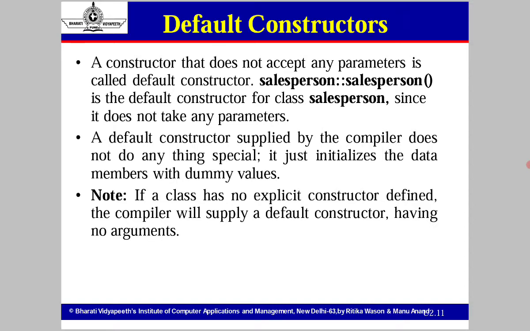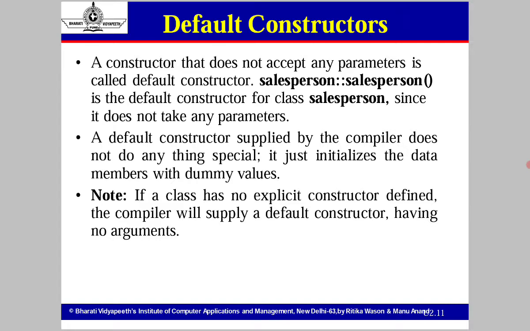So what is the default constructor? A default constructor is mainly used to create an object without any arguments or parameters supplied. A constructor that does not accept any parameters is called a default constructor, and a default constructor supplied by the compiler does not do anything special. It just initializes the data members with dummy values.